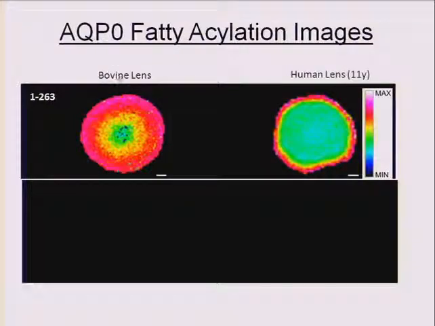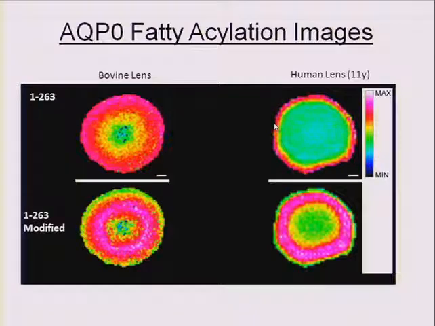So I mentioned the fatty acid modification to the aquaporin 0. We've found this both in bovine lenses and in human lenses. So this is the unmodified aquaporin 0 in a cow lens, and I showed you this image earlier for a human lens. And here's where the fatty acid modification occurs. It doesn't occur in the very younger fiber cells. It occurs after a certain period of time, and then it gets abundantly modified.